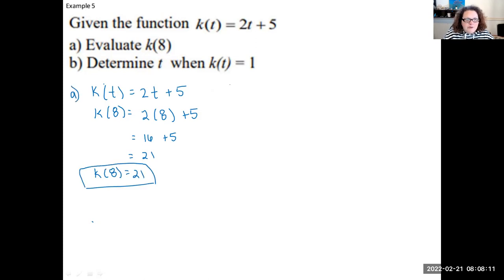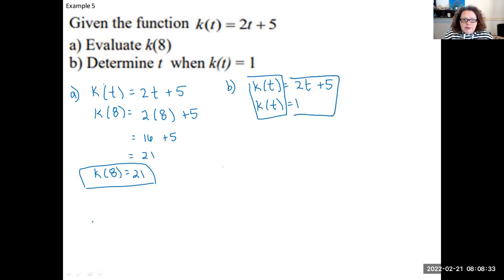For B, I'm going to rewrite the function again. k of t is equal to 2t plus 5. But they're also telling us that k of t is equal to 1. K of t, these two are the same thing. So that means that these two are the same thing, and we can set them equal and solve for t. So 2t plus 5 is equal to 1.